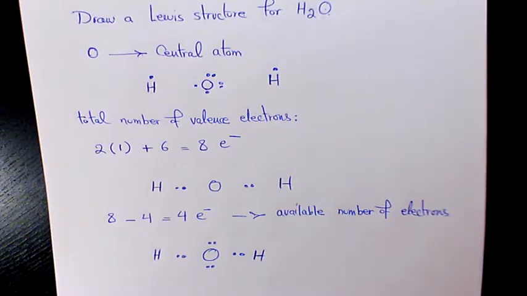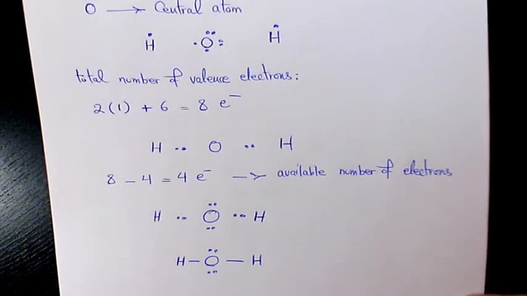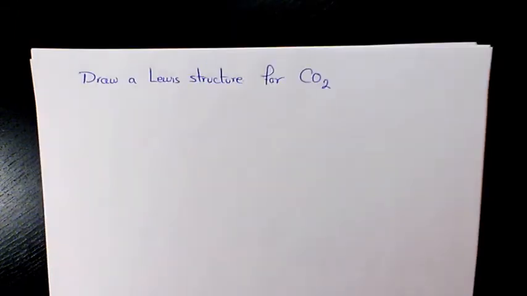What we need to do, we need to replace share electrons with dash. So it's going to be that's going to be the Lewis structure for H2O. Let's see another example.